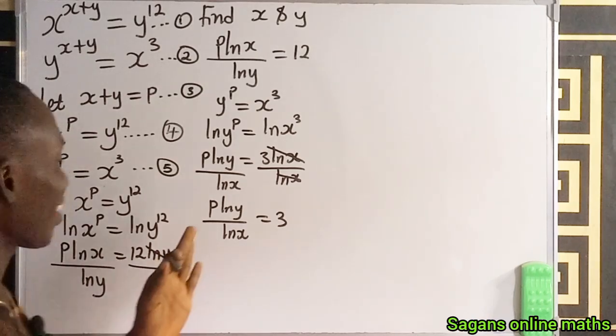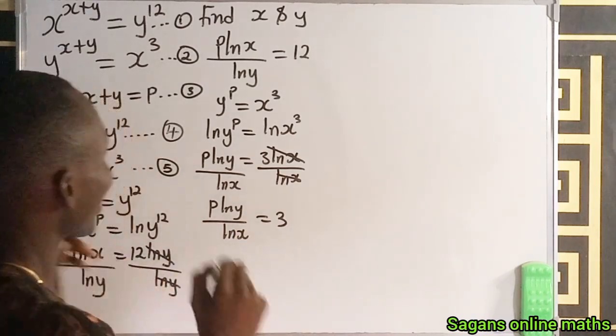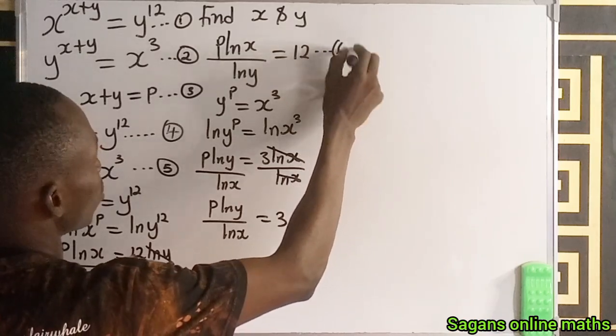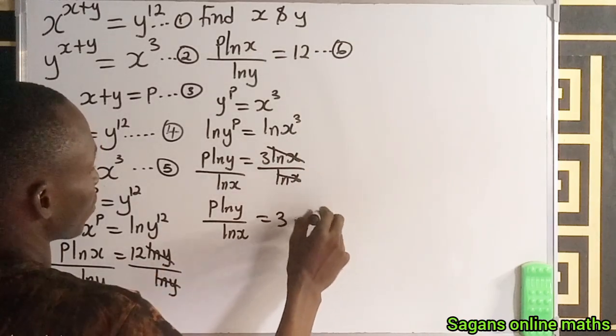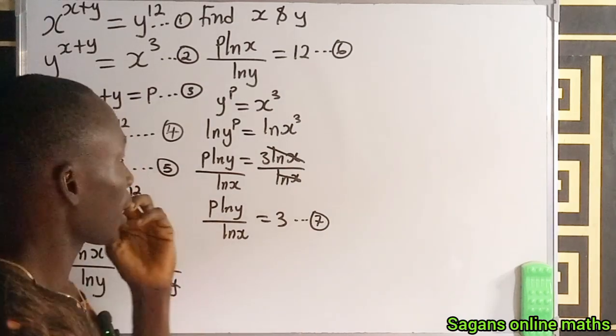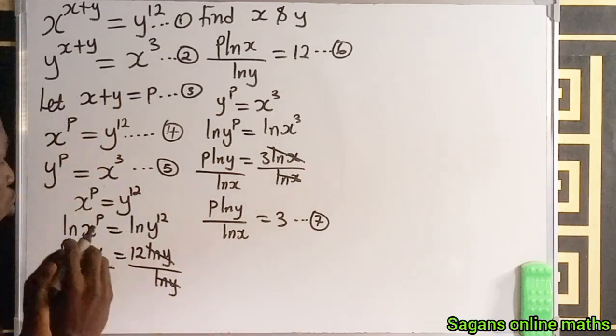Wow, this is amazing. Now I can call this equation 6, and also call this equation 7. Wow, this is pocket genius, right? I love this.